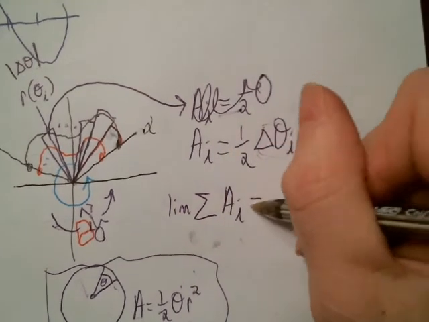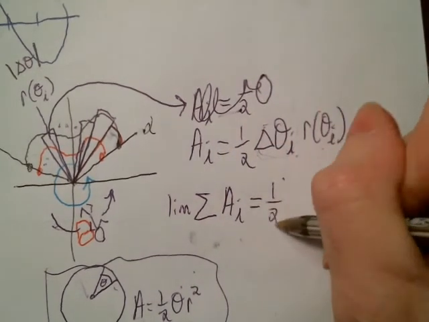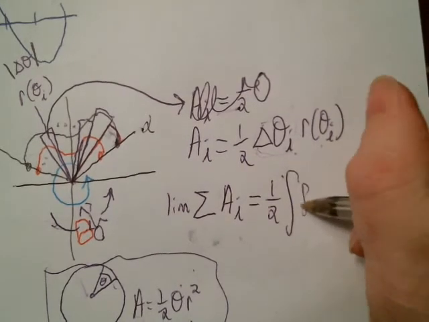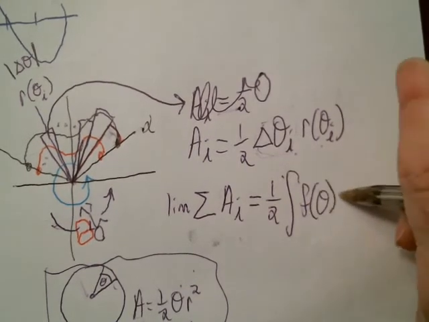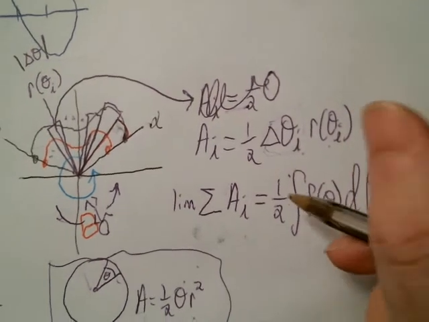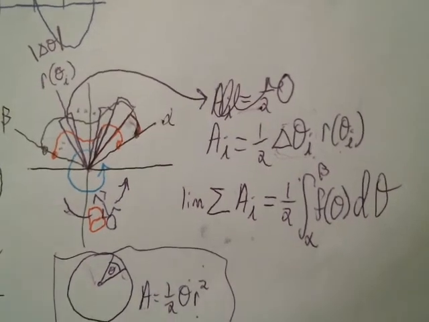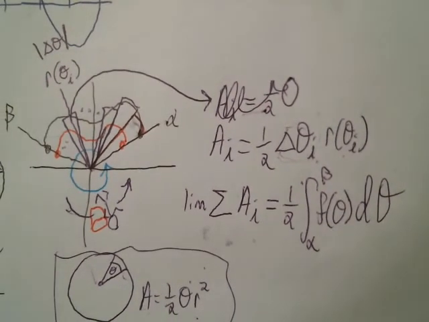So you'll end up with 1/2 times the integral of your radius function, which the book usually calls f of theta, times d theta, from whatever angle to whatever angle, alpha to beta. Okay, so there's the formula for determining the area in these regions.